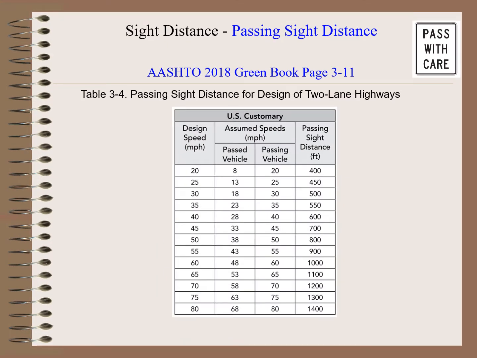In the AASHTO 2018 Green Book, page 3-11, there's Table 3-4, passing sight distance for design of 2-lane highways. In that chart, you'll have a design speed, the speed of the passed vehicle, the speed of the passing vehicle, and the overall distance for the passing sight distance, which matches the MUTCD manual's table.